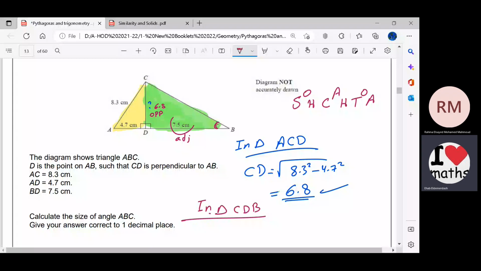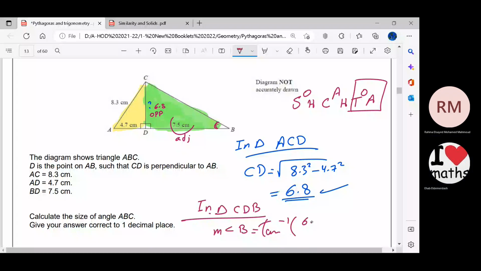So you have to find out the CD. I get the length of the CD, it's fine. So then I'll start to work in the triangle CBD. What do I have? I have the opposite, I have the adjacent, so I can work on the tangent. So it's tan of angle B, opposite over adjacent, which is 6.8 over the adjacent, which is 7.5. Of course shift tan, shift tan of 6.8 over 7.5, and I can find out the answer.